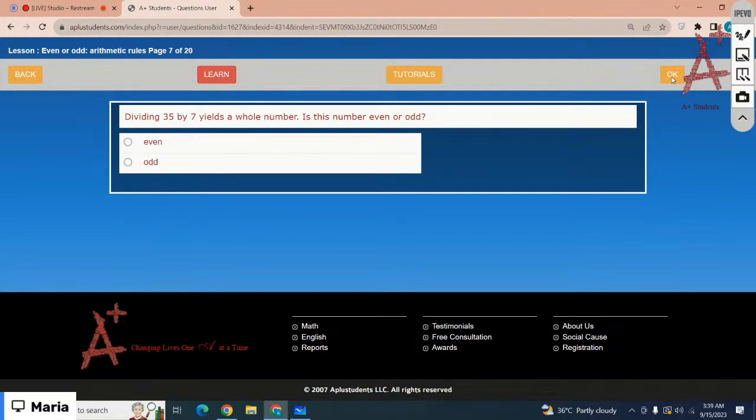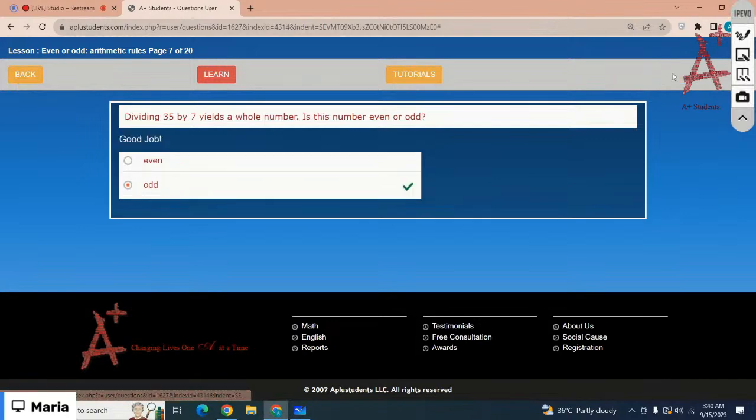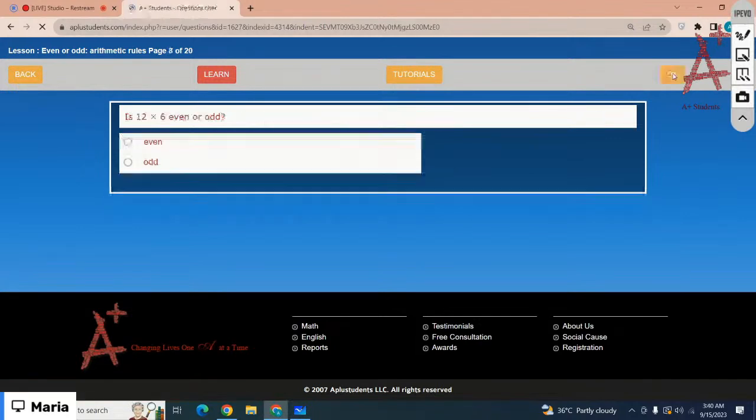Okay, dividing 35 by 7 yields a whole number. Is it even or odd? 35 is an odd number. 7 is also an odd number, right? So you are dividing an odd number by an odd number, the answer must be odd. You are dividing odd by odd, so the answer must be odd, right?